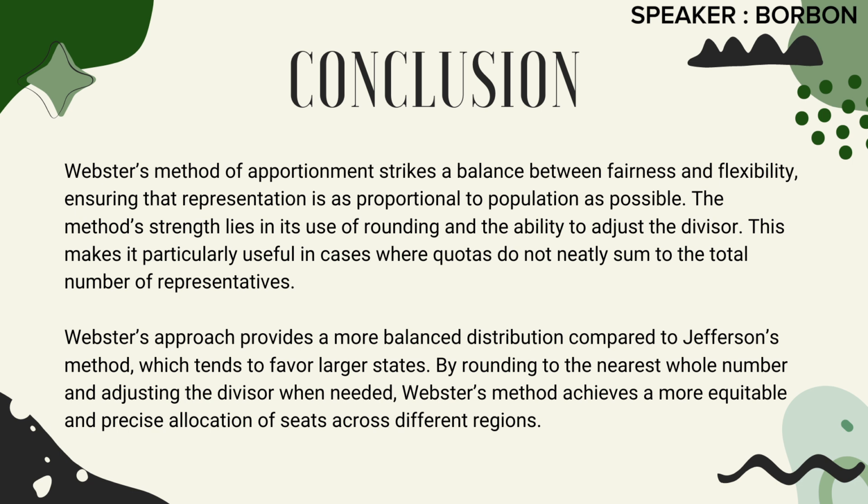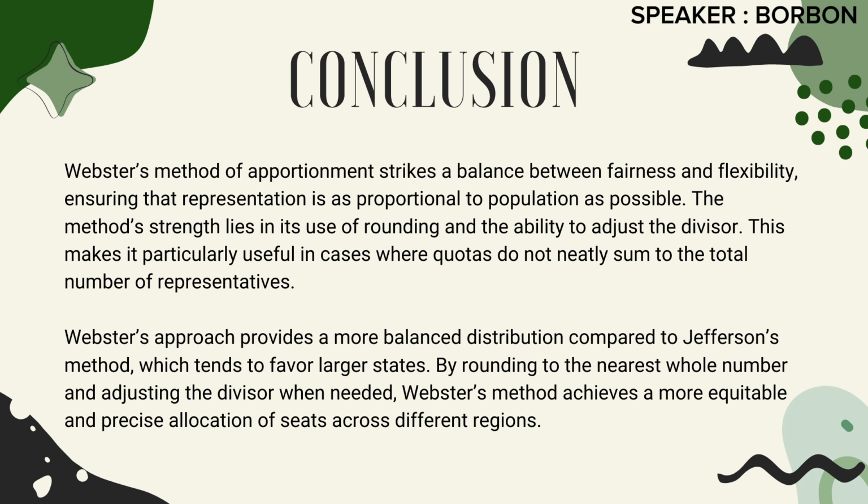So, Webster's method of apportionment effectively balances fairness and flexibility by ensuring that legislative representation closely aligns with population size. Its strength lies in its unique rounding technique and the capacity to adjust the divisor, making it especially beneficial in situations where populations do not perfectly match the total number of representatives needed.